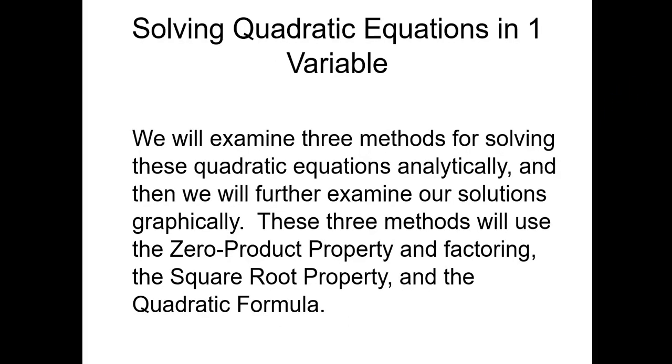So the three methods we're going to use include the zero product property in factoring, the square root property, and the quadratic formula. There's also a method with completing the square that your book discusses. We're not going to worry about that yet in this section. We'll get into completing the square more later when we talk about circles. So that's pretty far down the line this semester. But don't worry, we'll do completing the square eventually.